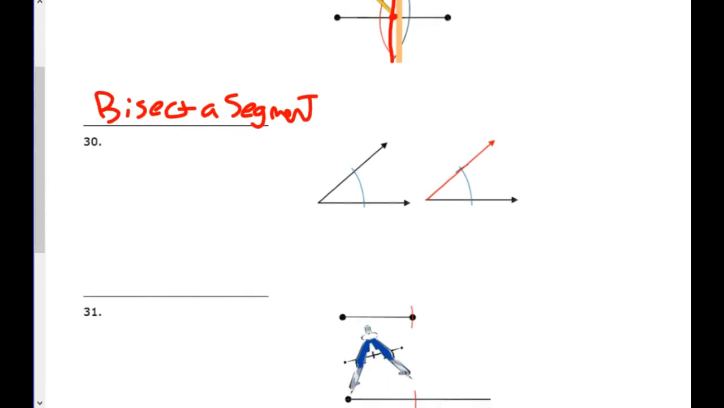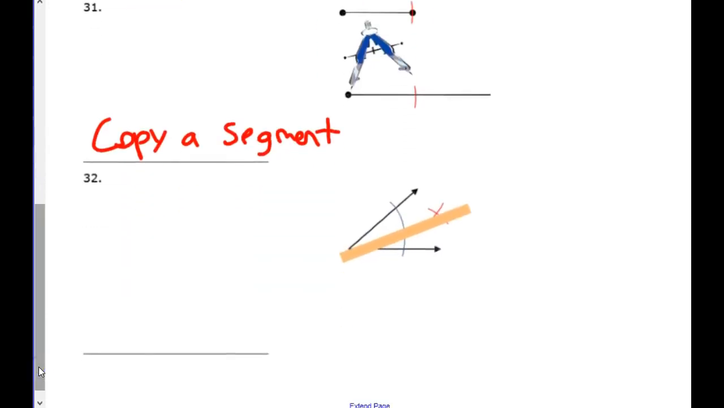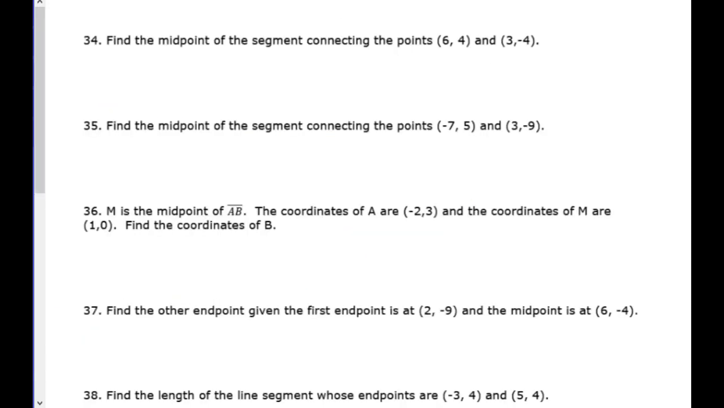On 30, whenever you have arcs on both and you have that x right there, you are copying an angle. On 31, whenever you make that mark and come down here and mark it, that is copying a segment. And then 32, whenever you have making that x over here, you're cutting that angle in half. Boom. So that is called bisecting an angle. Okay, you got to know how to do that, or you got to know identifying those.